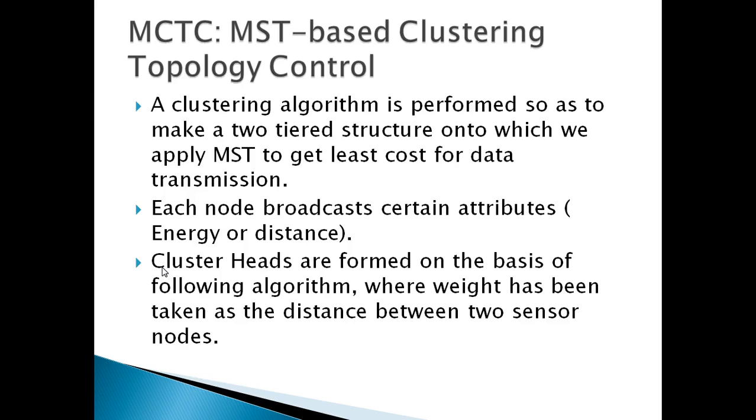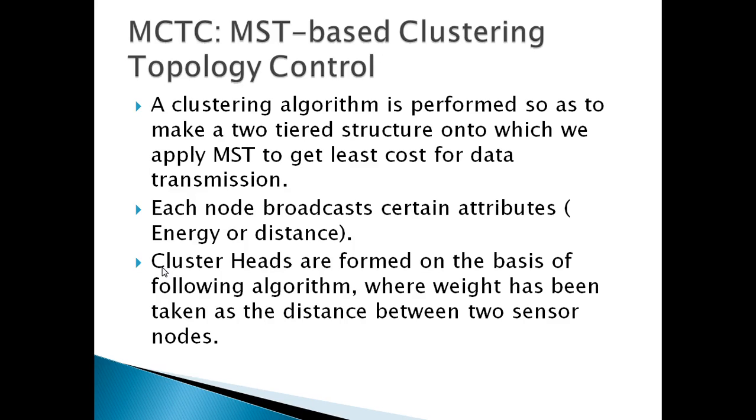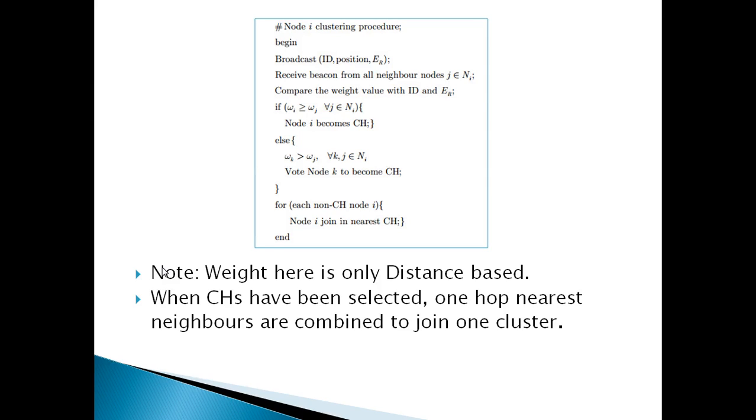So how is it done? We start with this algorithm. It's basically pseudocode here, but this is how it's done. We assign weights. Weights are certain attributes. It can be energy, it can be distance. So what you do is you say that whichever cluster is really close, the probability of it being a cluster head increases. So that's how weights are assigned.